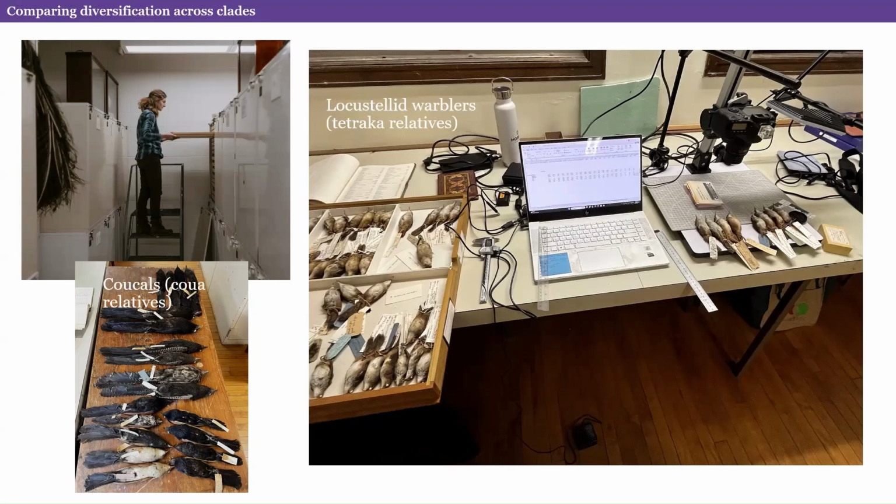And I mentioned comparing them to their relatives, so I'm showing here just briefly some of those. We've got some Kua relatives and some Tetraka relatives here.